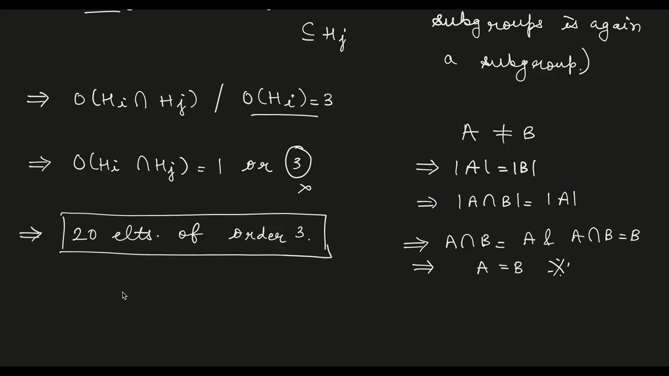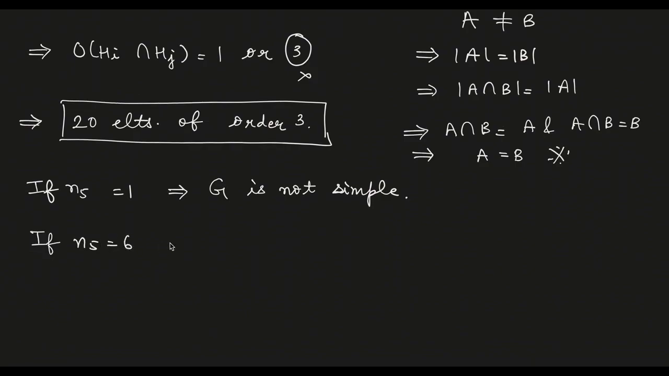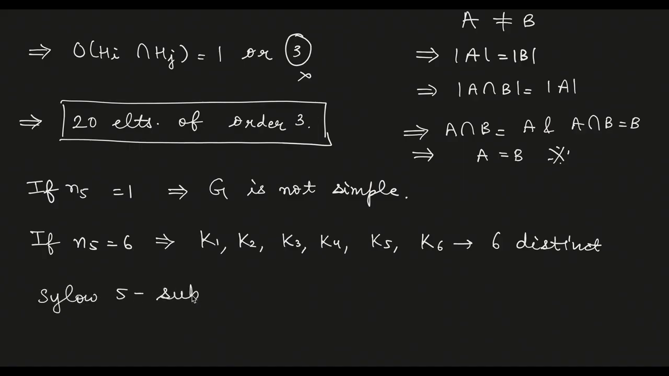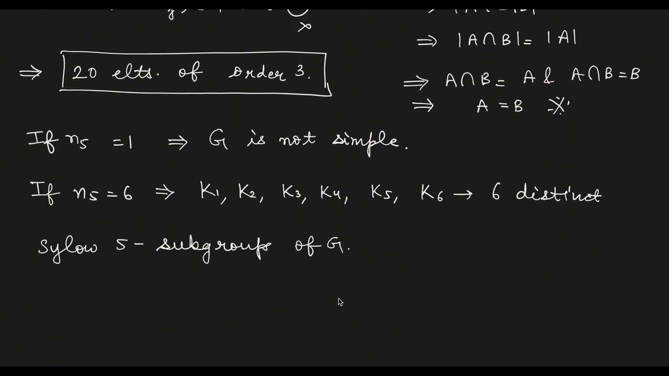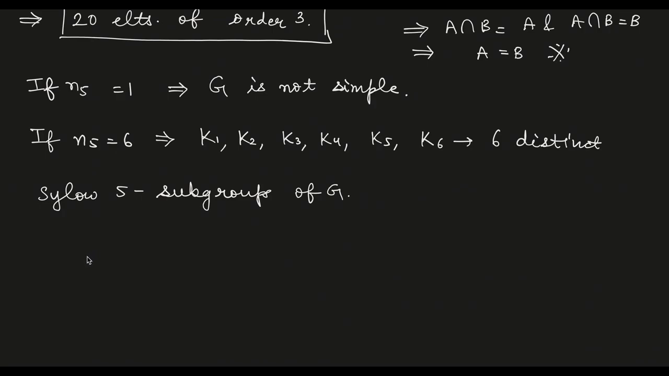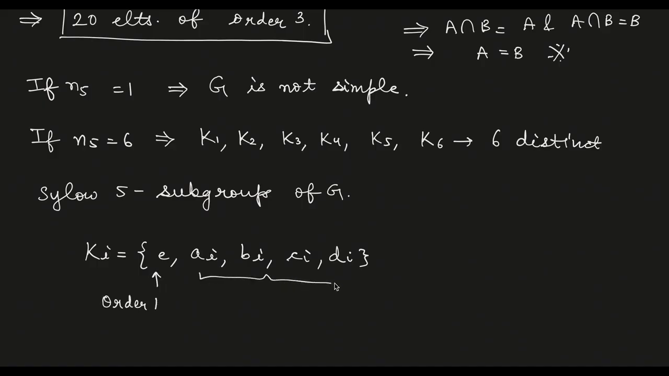Next, if n5 is equal to 1, then clearly G is not simple. If n5 is equal to 6, then there will be 6 distinct Sylow 5 subgroups of G: K1, K2, K3, K4, K5, K6. These are 6 distinct Sylow 5 subgroups of G. So Ki will be like this: identity, Ai, Bi, Ci, Di. So the identity has order 1 and the rest of the elements will have order 5.